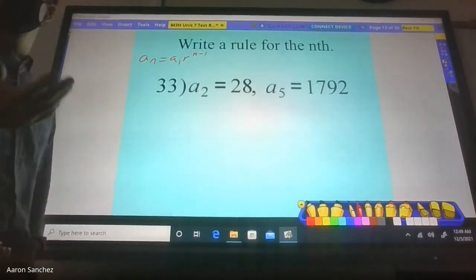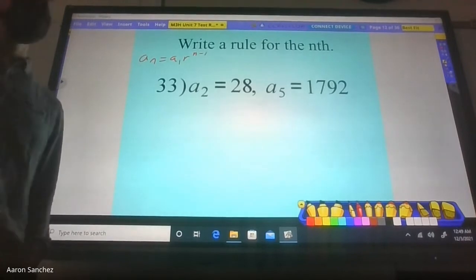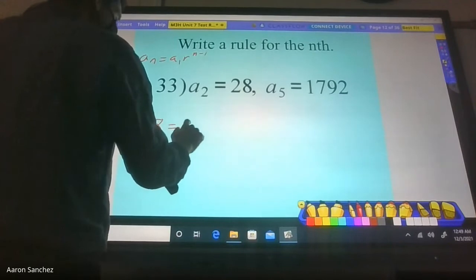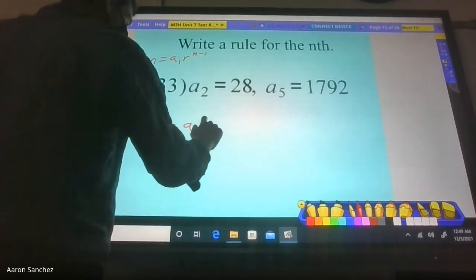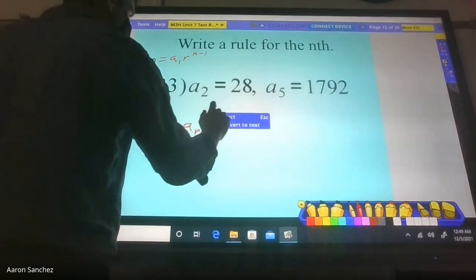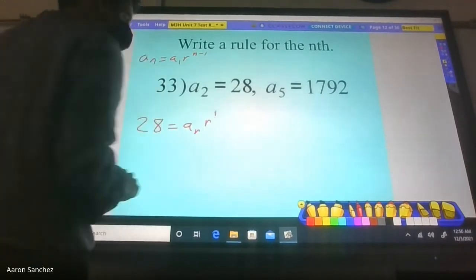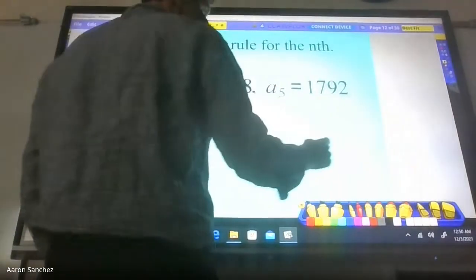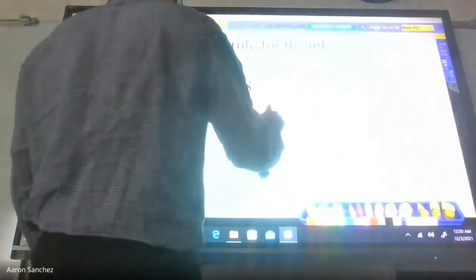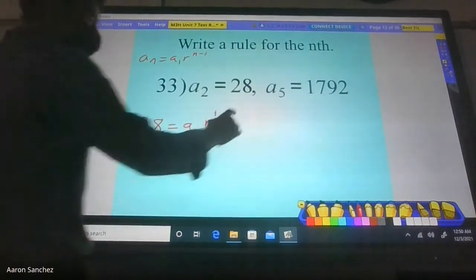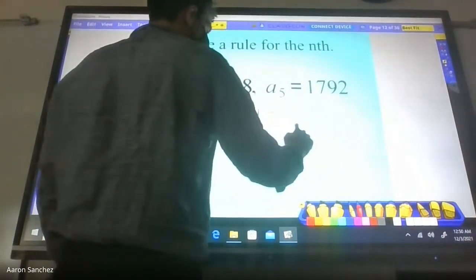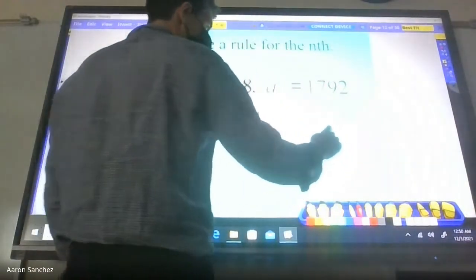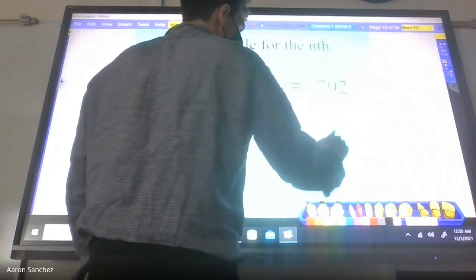Well, I'm going to do this for the review. So we say 28 equals a sub 1 times r to the 1 minus 1, right? And what should this one be? Someone say it out loud so I know. What should I put? Yes, very good. 1792 equals a sub 1 times r to the 4. Okay, good.